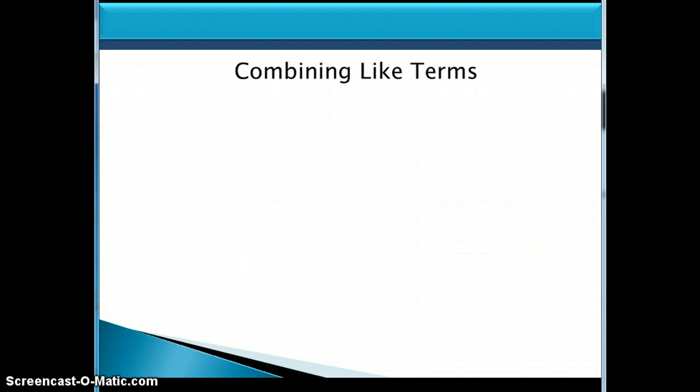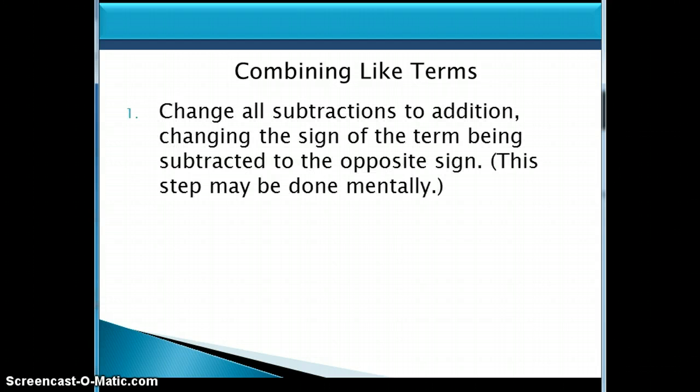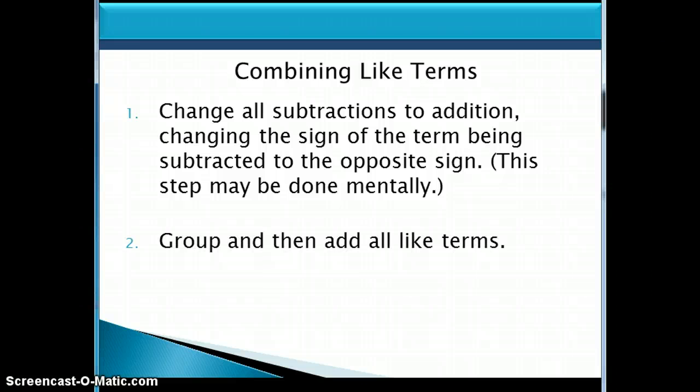Let's look at how we would do this when we're combining like terms. Same first step: we change all subtractions to addition, which includes changing the sign of the term being subtracted to the opposite sign. Most of the time this step will be done mentally, but it's very important that you do this first. Then we group and add all the like terms.